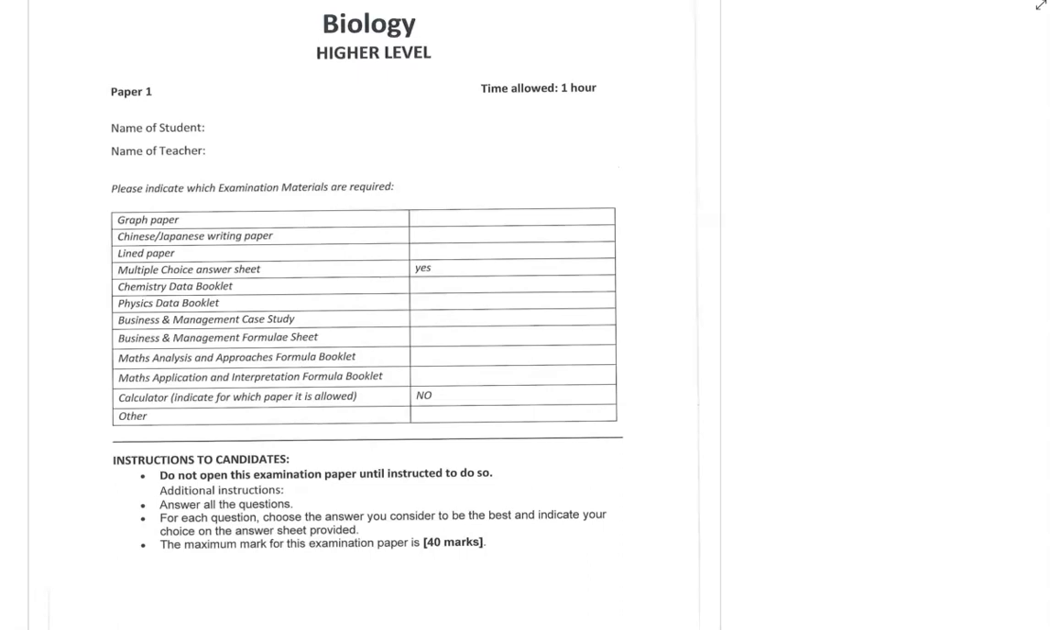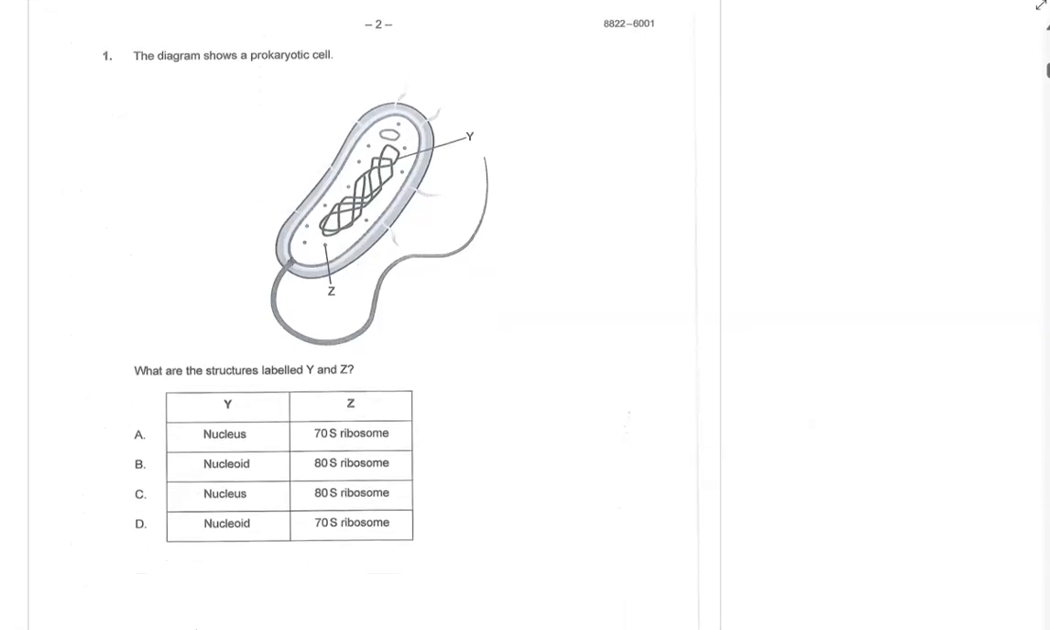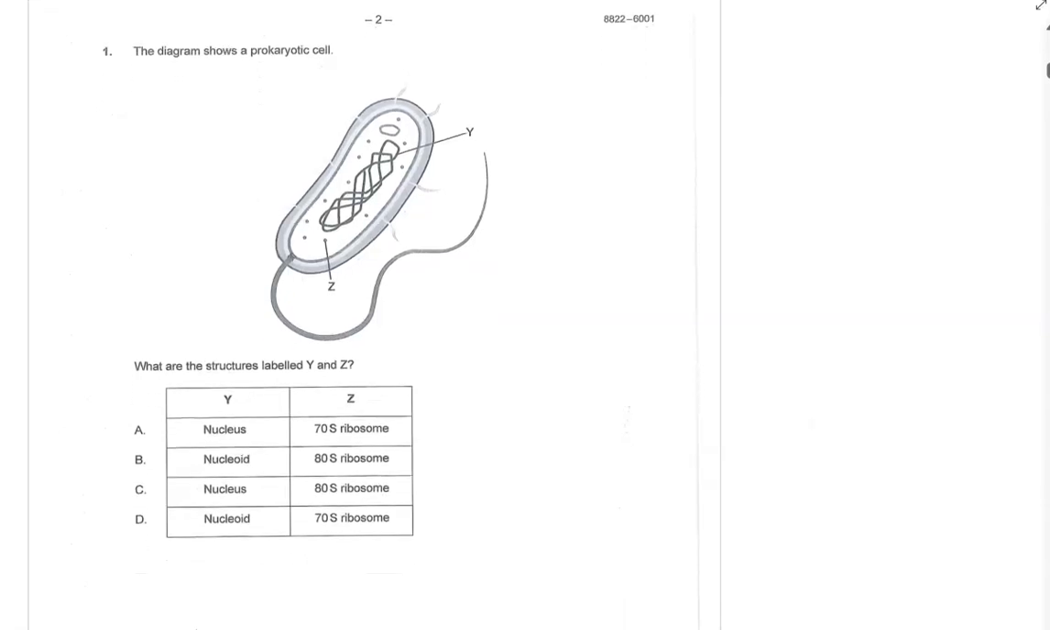Okay, going through the multiple choice paper. So, question 1, diagram shows a prokaryotic cell. So, Y is the nucleoid, and Z is a ribosome. Because it's a prokaryote, it's going to be a 70S ribosome, so the answer must be D.